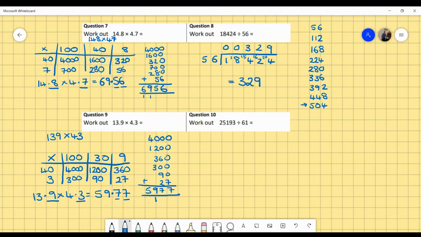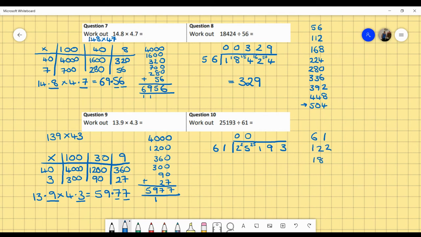And then if we work out question 10, again a division question, we're going to go for the bus shelter method. I want to know how many times 61 fits into 25,193. I know 61 does not fit into 2, so I'm going to carry the 2. 61 does not fit into 25, so I'm going to carry my 25. And I now want to know how many 61s in 251, so I'm going to have to list my 61 times table.